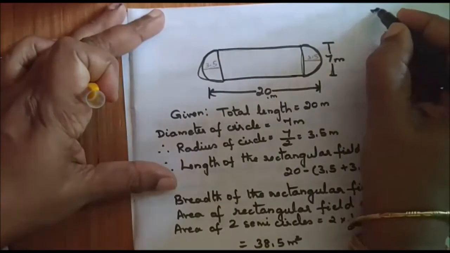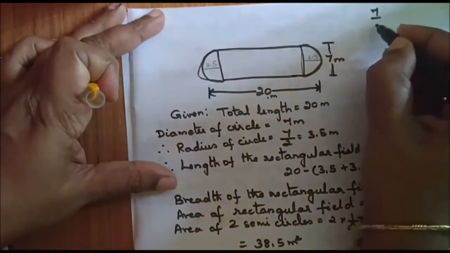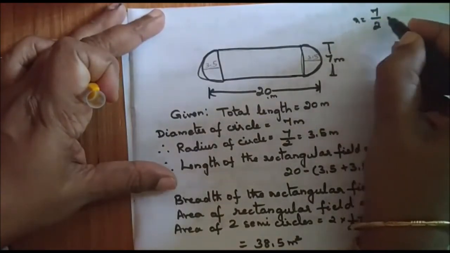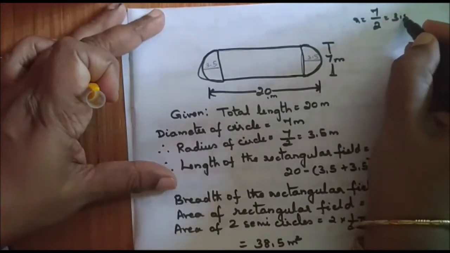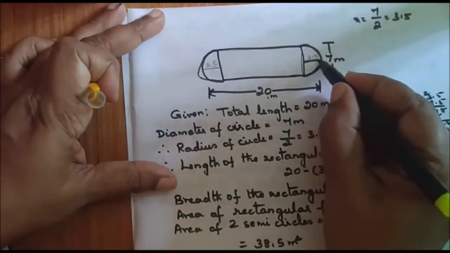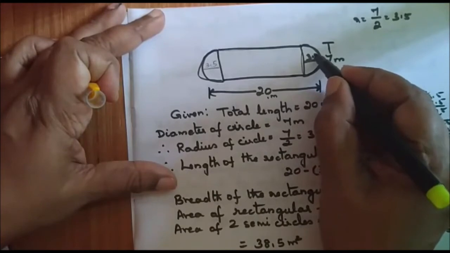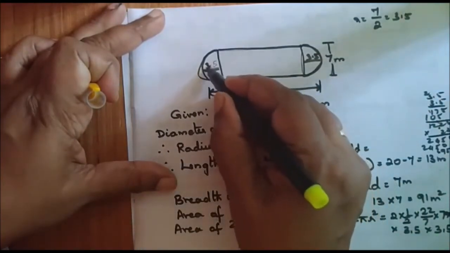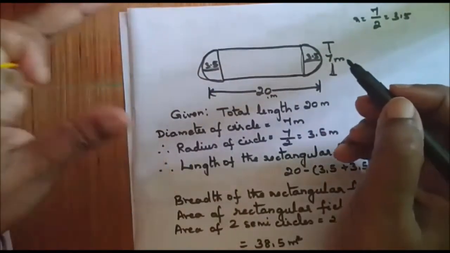So when the diameter is given as 7, what is the radius? Radius is nothing but 7 by 2, which is 3.5. So this length is 3.5. Similarly, here also this is 3.5. I hope you understood it.